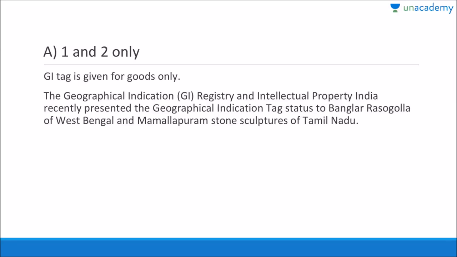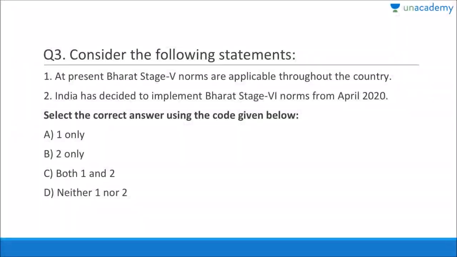Okay. And registry and IP, intellectual property. And India recently presented the geographical indication tag status to Bangla Rasgulla of West Bengal and Mahabalipuram stone sculptures of Tamil Nadu.